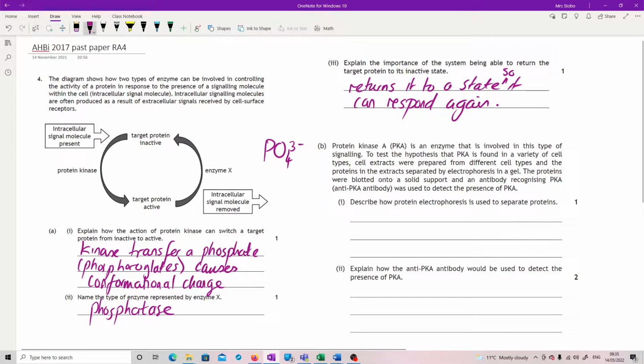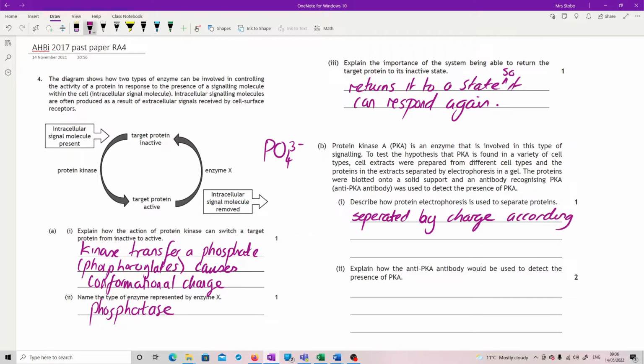Kind of surprised that they've given you 3 lines to say this, because it's pretty straightforward. Okay, they're separated by charge, and that's your main one. Separated by charge according to their own charge or mass, and that's basically what you're looking for.